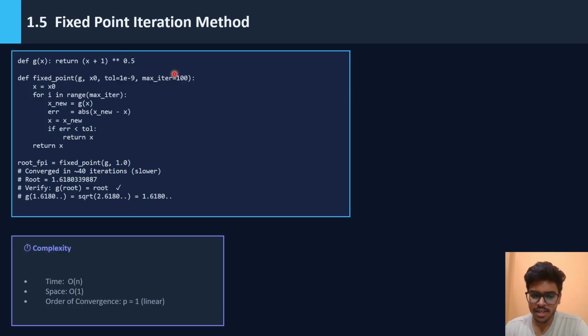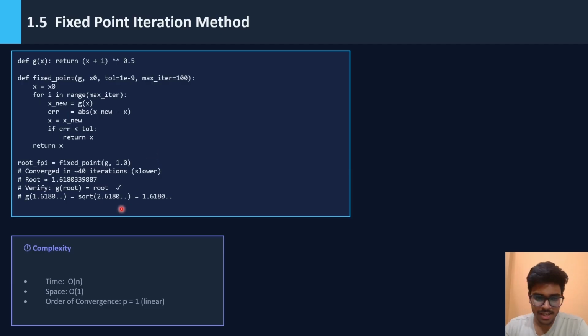Then the error is calculated as the absolute value of x new minus x. If the error becomes smaller than the tolerance value, the method stops and returns the root. Otherwise, x is updated and the process repeats. The obtained root is approximately 1.618 for this condition.